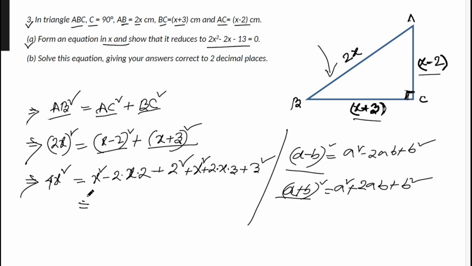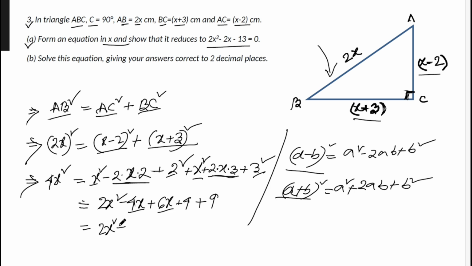So if we reduce this one, we will get x square plus x square, it will be 2x square. Here we have minus 4x, and here we will get plus 6x. Here we have 4 plus this one will be 9. So if we reduce this expression, then we will get 2x square. This one is minus 4x, and this one is plus 6x, it will be plus 2x. Here we have 4 plus 9, it will be plus 13.